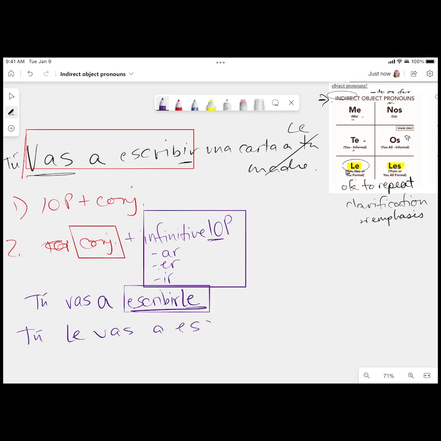Don't forget, we can also write it before the conjugated verb. That's also correct. Still here, we always have a conjugated verb in a sentence. However, we don't always have an infinitive, so you can write it either way here. Tú le, indirect object pronoun, vas, conjugated verb, a escribir. Don't forget the rest of your verb clause there. The "vas a escribir" all stays together.